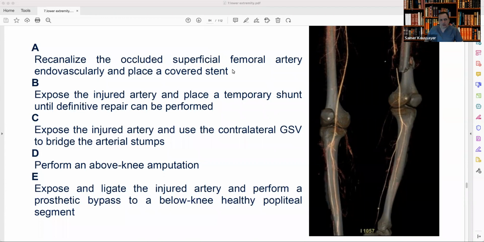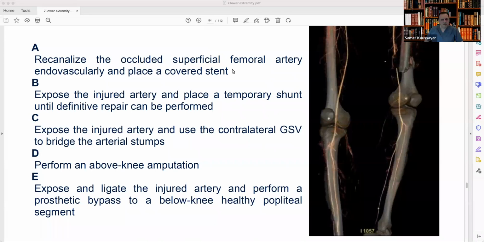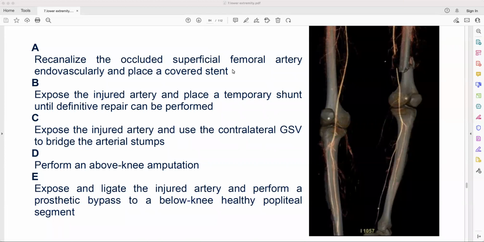Okay, next one. Expose the injured artery and place a temporary shunt until definitive treatment can be done. I think this is what we choose. And C, expose the injured artery and use contralateral great saphenous vein to bridge the arterial stump. If the patient is more stable, I think I will do this, plus the fasciotomy, sure.